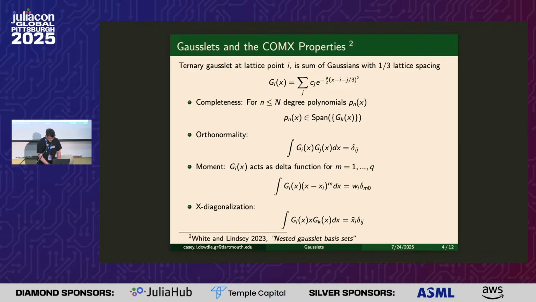One important one is the moment property. They basically integrate like Dirac delta functions for low degree polynomials, and that's what gives you the two-body diagonalization that I talked about previously.